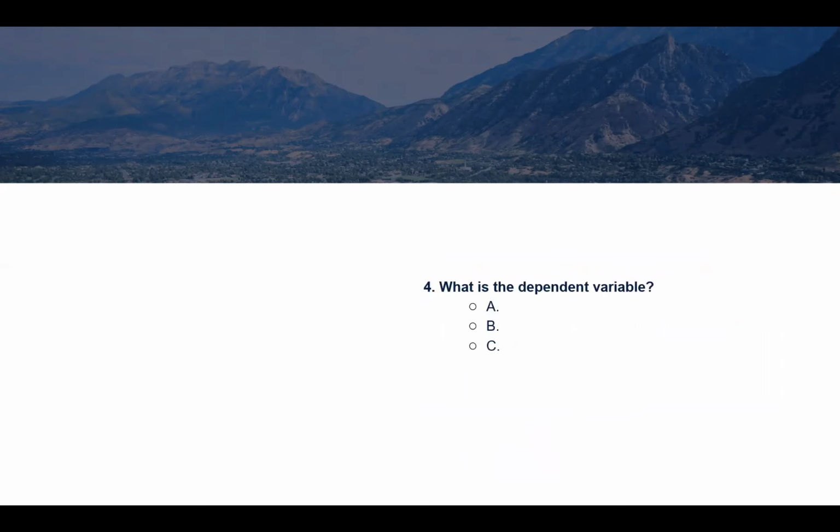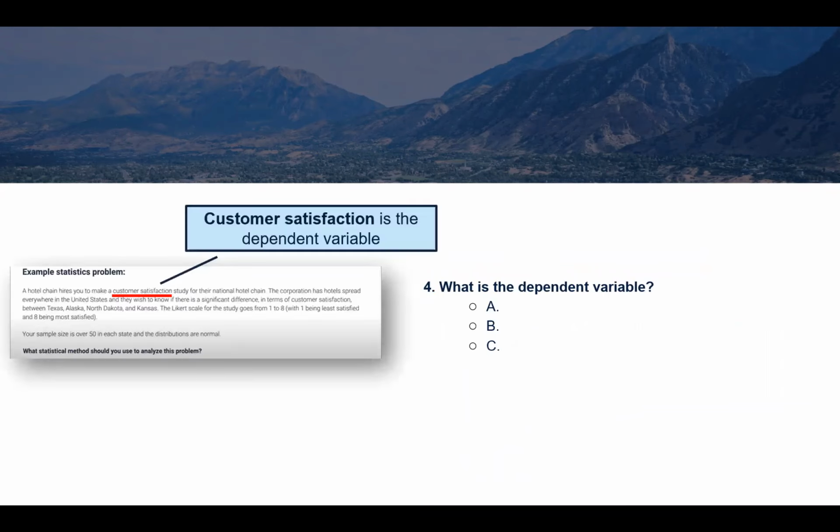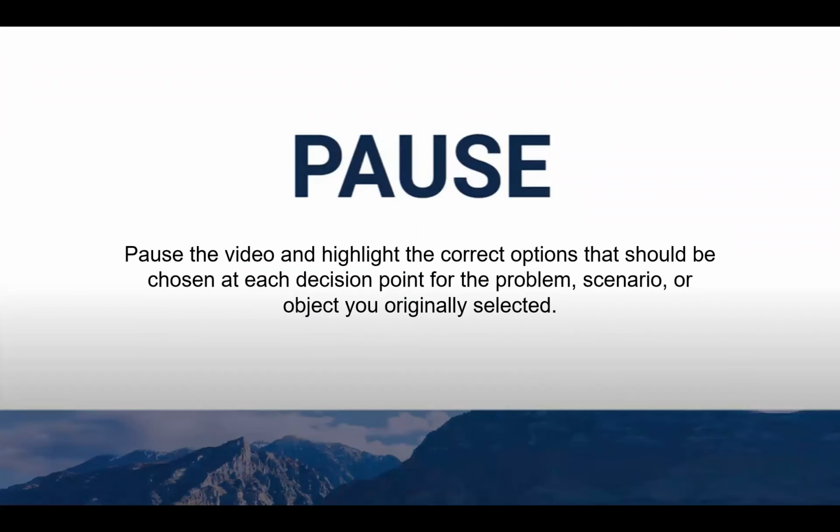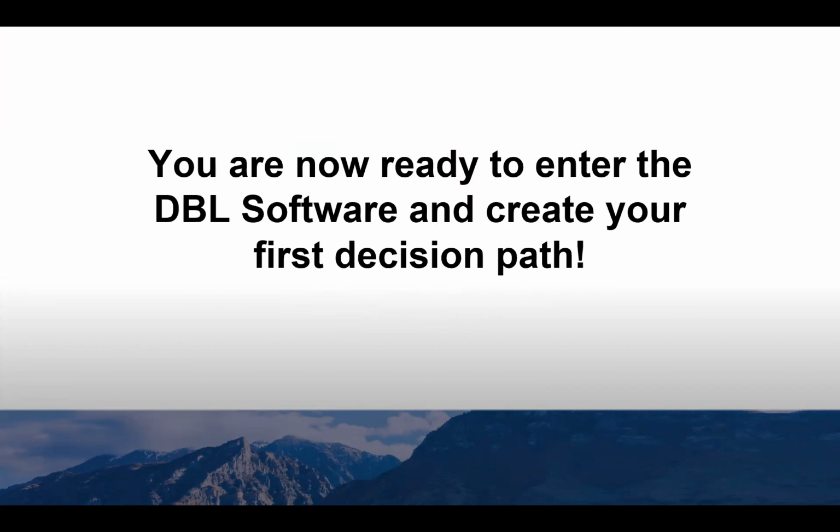You may ask, how do I choose a correct option if I have questions with ABC options? We recommend first locating the answer to the question in the problem and putting this correct answer in parentheses next to the question. Pause the video and highlight the correct options that should be chosen at each decision point for the problem, scenario, or object you originally selected. You are now ready to enter the DBL software and create your first decision path.